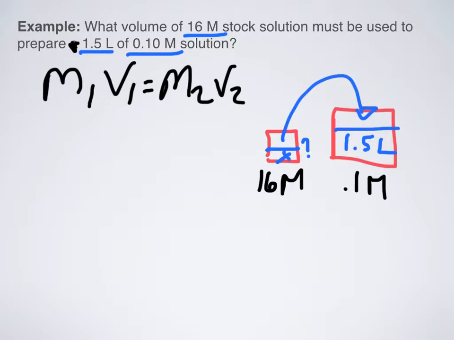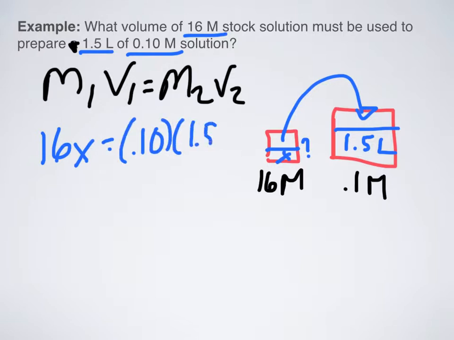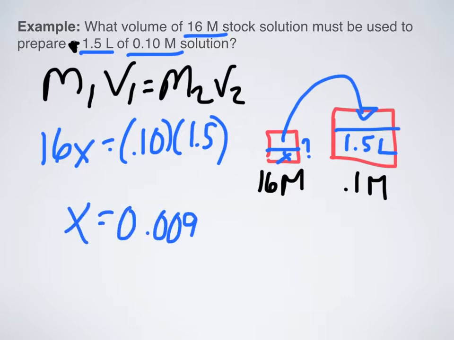So let's solve that. M1 times V1 equals M2 times V2. So I have 16 times X equals 0.10 times 1.5. So what does X end up being? It ends up being a tiny amount, 0.009375 liters. Now here's the thing about that number.